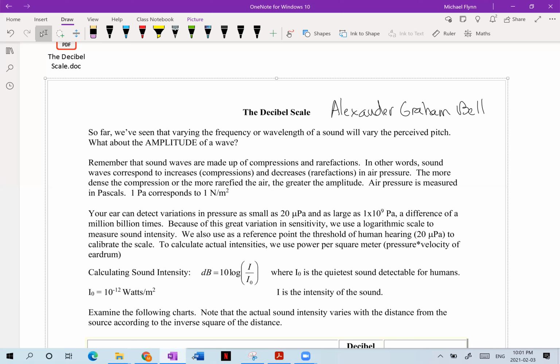So there are animals, you could score them on the decibel scale, their hearing, and they might score like a negative number. If they scored a negative number, that means they have amazingly sensitive ears, more sensitive than us. So let's take a look at what the decibel scale is.